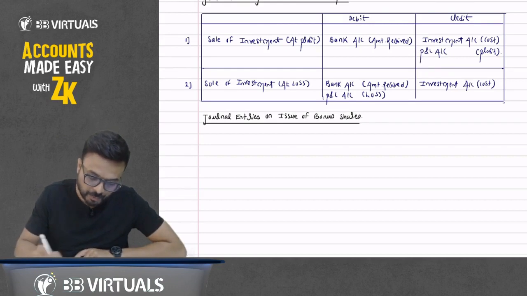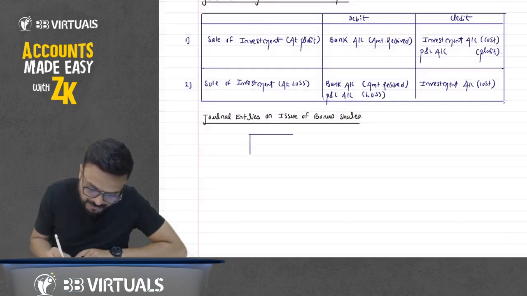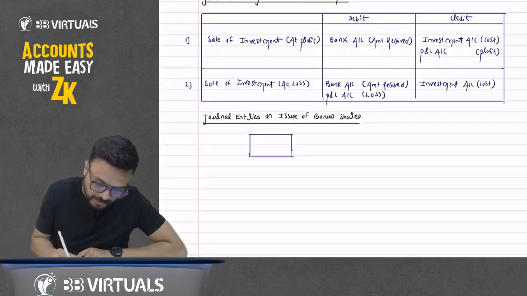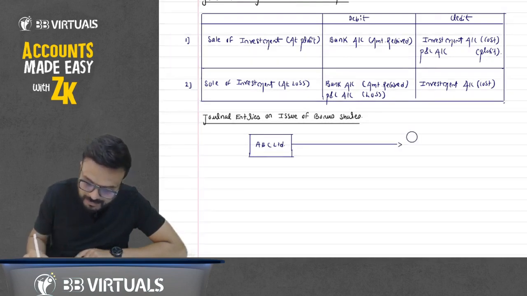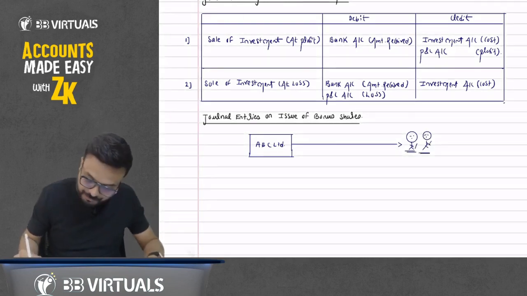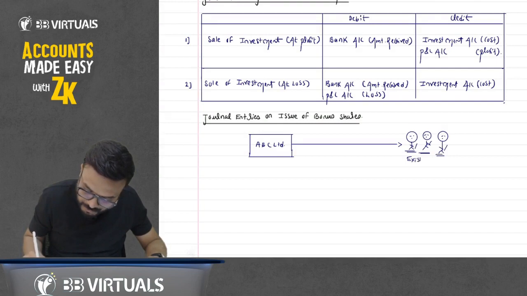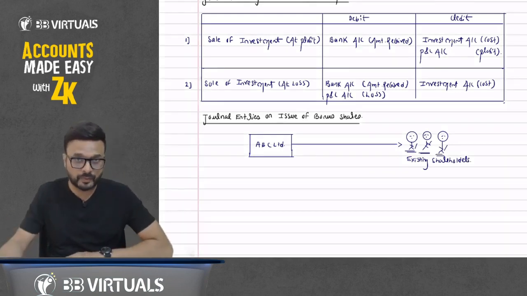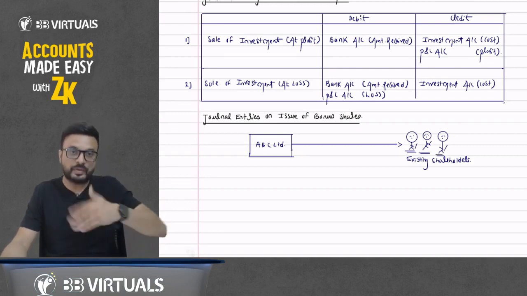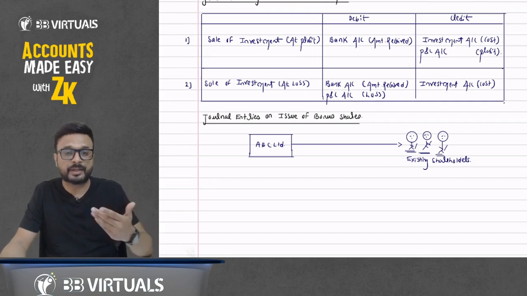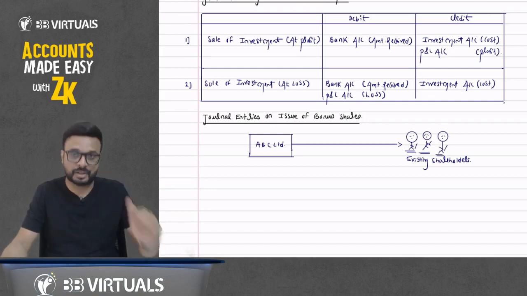What happened here? Suppose there is a company called ABC Limited. This ABC Limited wants to issue shares to their existing shareholders. These are their existing shareholders. Now the company wants to give a bonus to their shareholders. You know what a bonus is? Something free of cost, something additional we are giving. So here ABC Limited is giving some shares to their existing shareholders free of cost.